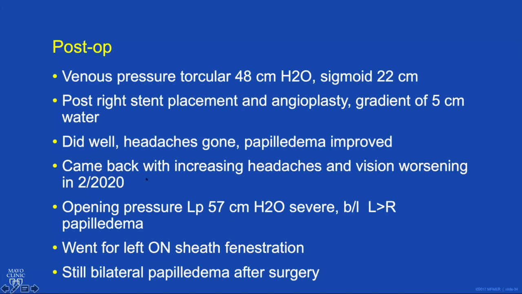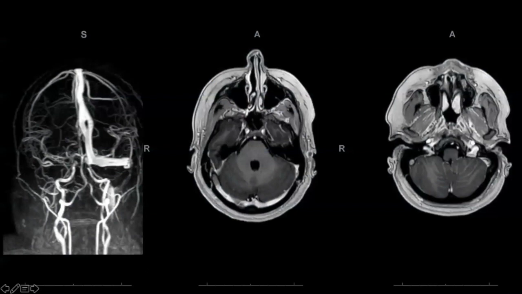Then the patient came back several months later with increasing headaches and vision worsening, and then had an opening pressure of 57 centimeters of water, left greater than right papilledema, got a left-sided optic nerve sheath fenestration, still had bilateral papilledema. And then we see here, the MRV, there's the loss of signal inside the stent. And this is one of the reasons why we use CT venography to follow.